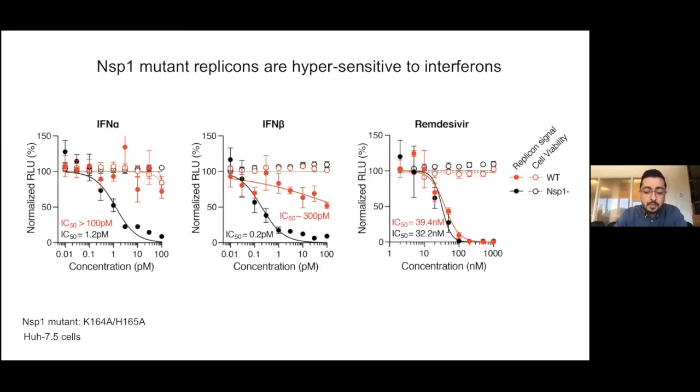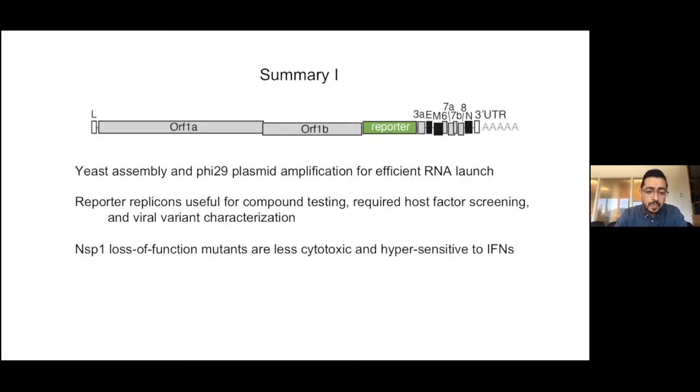Now, these points will be important in the second part of the talk, and in general, they highlight a small fraction of what's possible with this type of system. But just to summarize so far, we've used yeast assembly combined with Phi29 plasmid amplification to achieve routine SARS-CoV-2 replicon launch. These replicons can be used for everything one would want a replicon for, whether it's compound testing, host factor screening, or doing SARS-CoV-2 genetics.